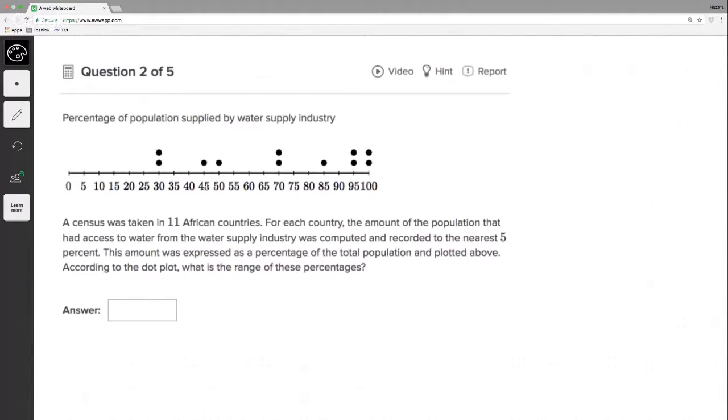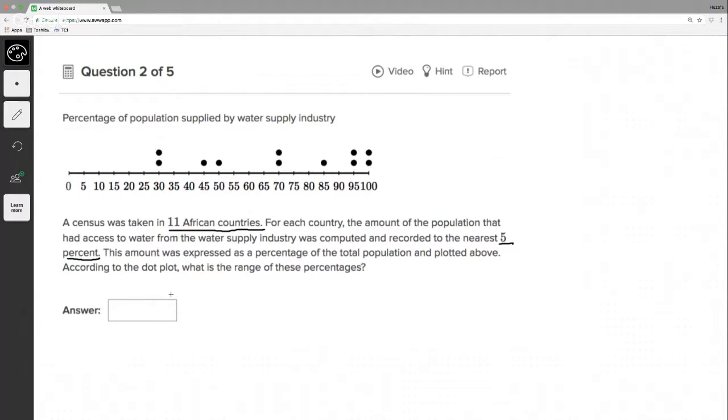Percentage of population supplied by water supply industry. And this is kind of like a histogram. A histogram is where each one of these dots represents like a person or something, or I think in this case, a country. It looks like countries, right? So this means 2 countries are at 30. Now let's read the problem and see what these values actually mean. A census was taken in 11 African countries. For each country, the amount of the population that had access to water from the water supply industry was computed and recorded to the nearest 5%. Oh, I get it.